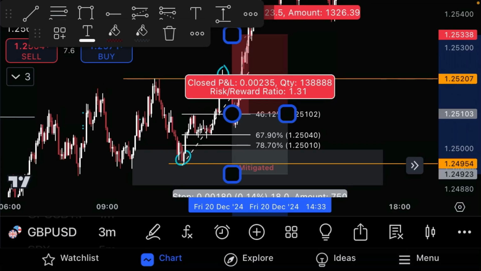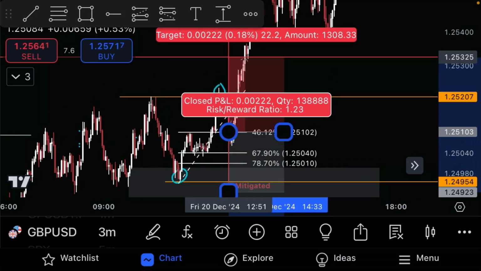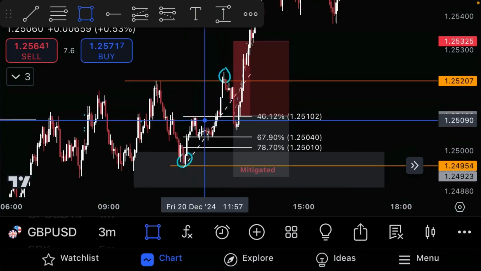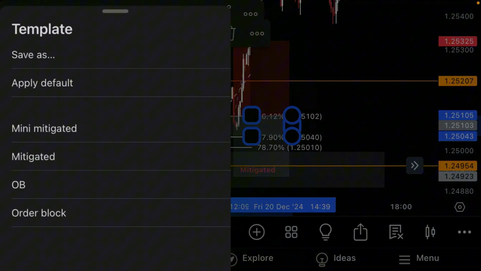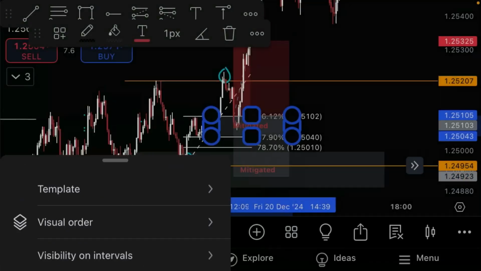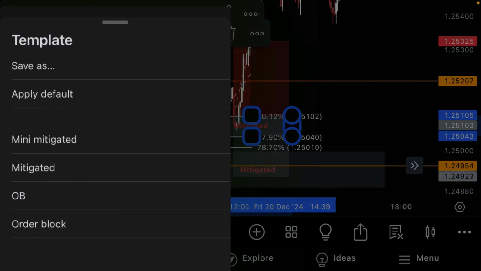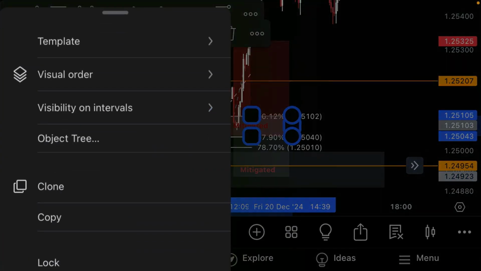Okay, let's just say 1-to-2 ratio on this one. Now we can see that we classically hit our take profit using that strategy. Okay, now let's move into the last one for the day. Then we call it the end of the year.